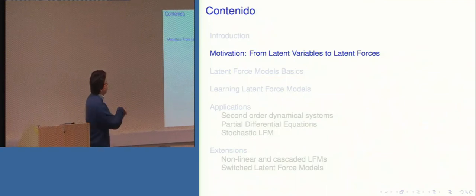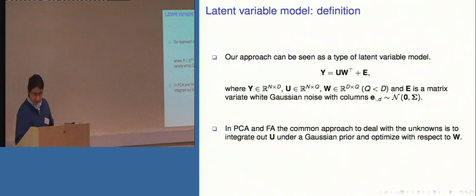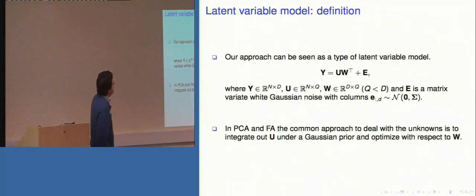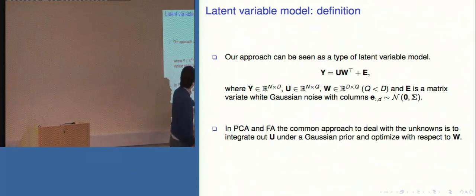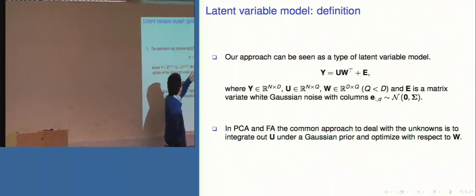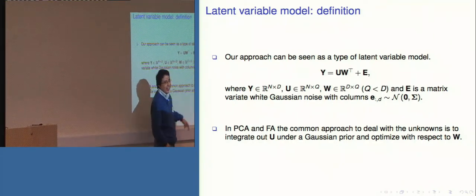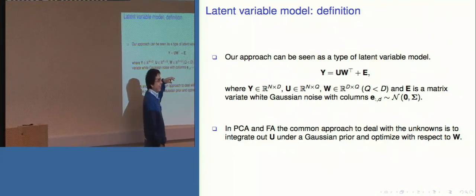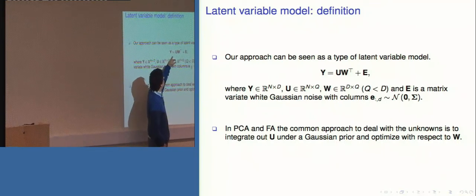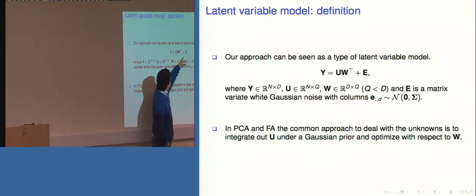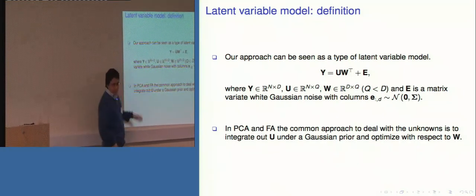So, as motivation, how do you go from latent variables to latent forces? I think Neil talked about this. You start with a basic latent variable model. You have your data Y, and I'm using a different notation to confuse you a bit. You have your latent variables U, you have your matrix W, and you have some noise. So this is the basic latent variable model.